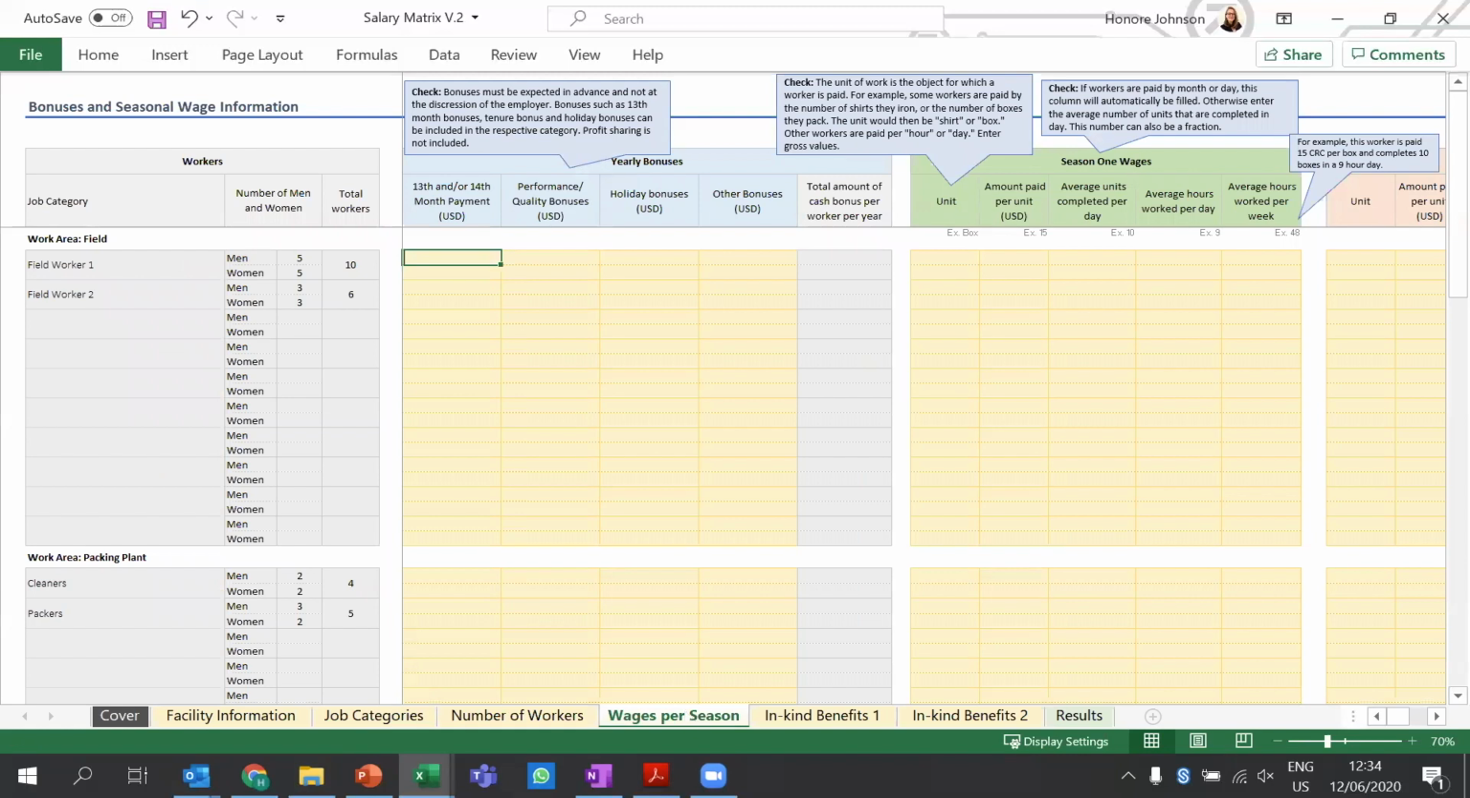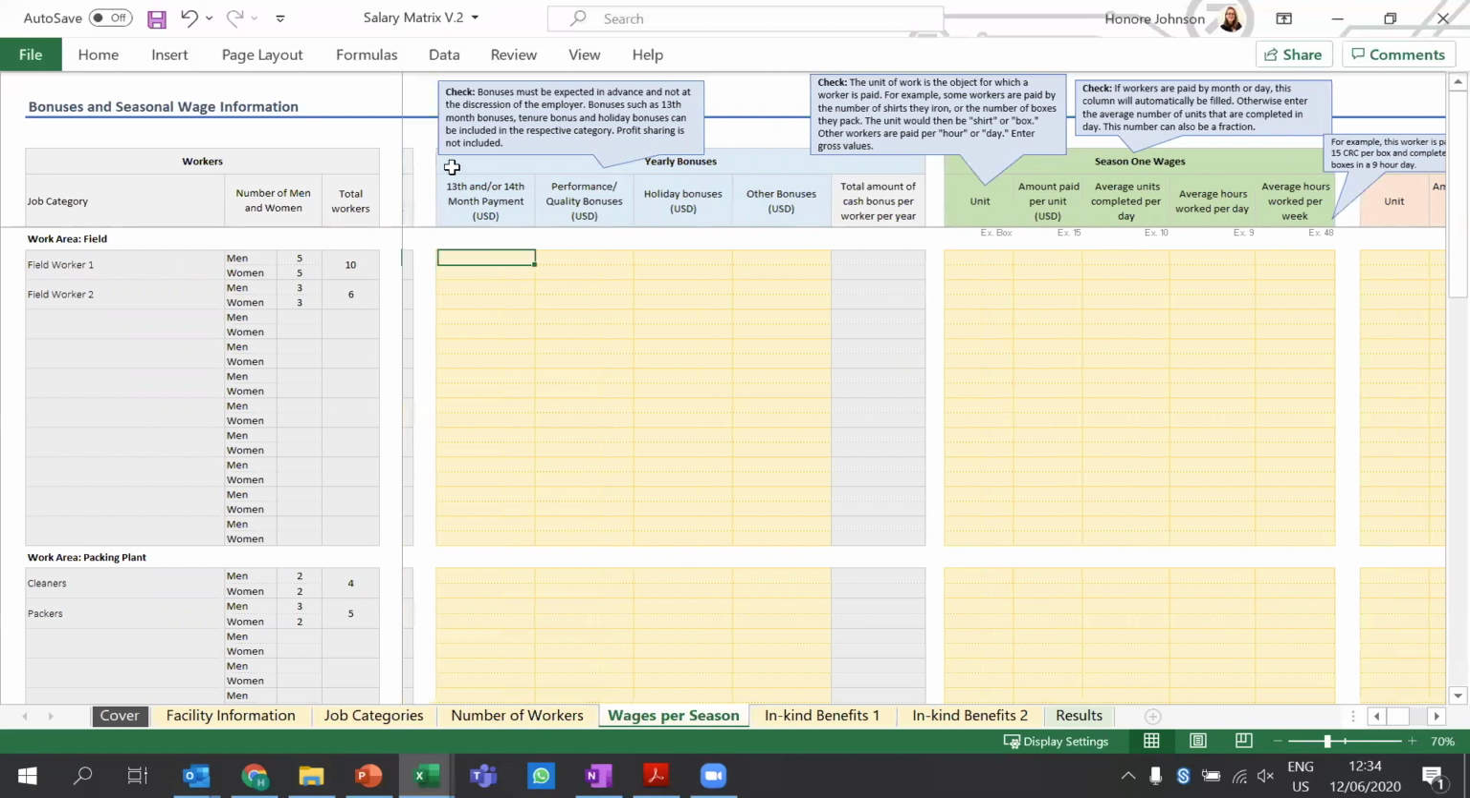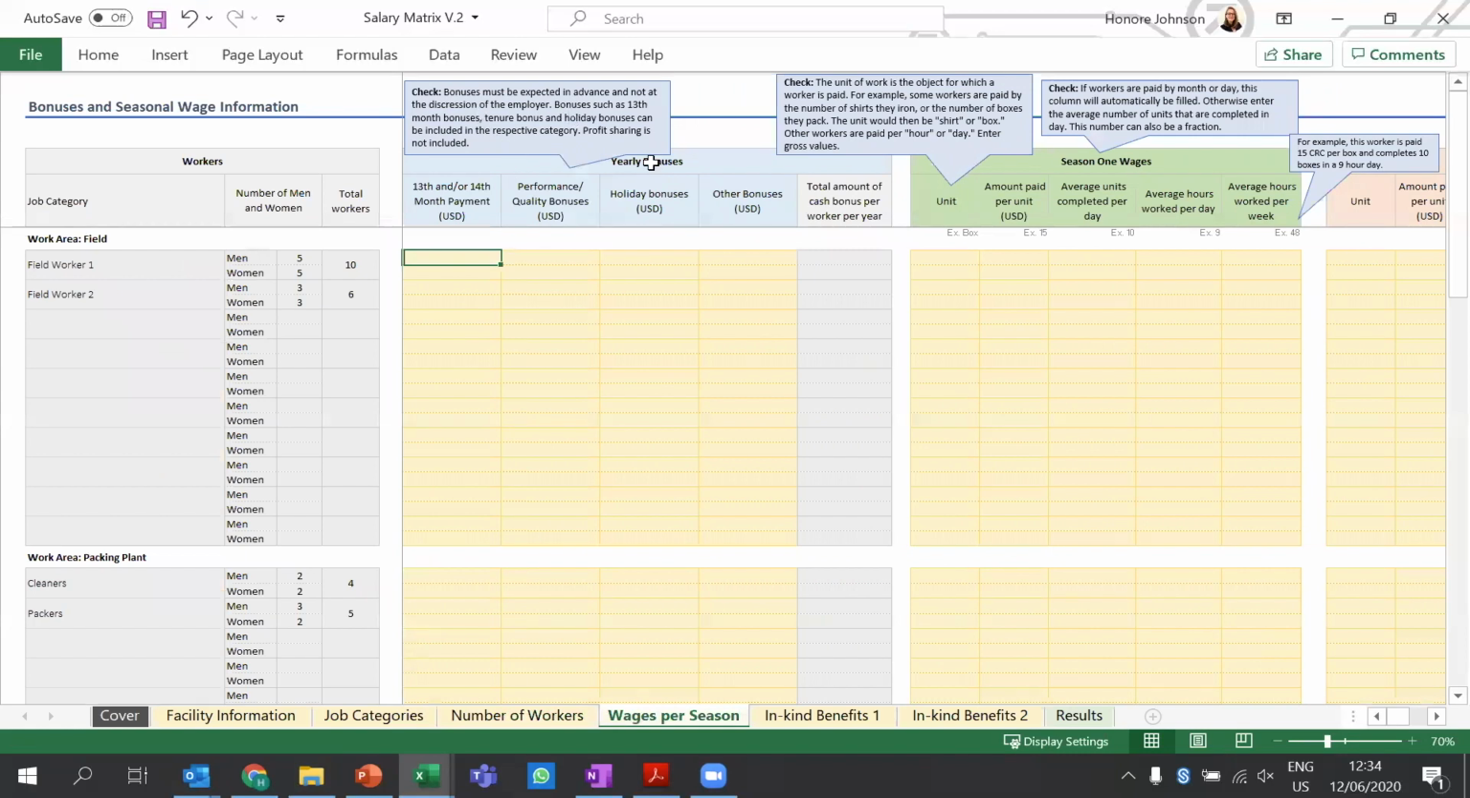In the Wages per Season tab, we will start by entering the bonuses. Here you will see in the very left side of the table, the yearly bonuses in the blue column. It's important to note that bonuses must be expected in advance and not at the discretion of the employer. Bonuses such as 13th and 14th month bonus, 10-year bonus, holiday bonus can be included in the categories listed here. Any bonuses related to profit sharing are not included.